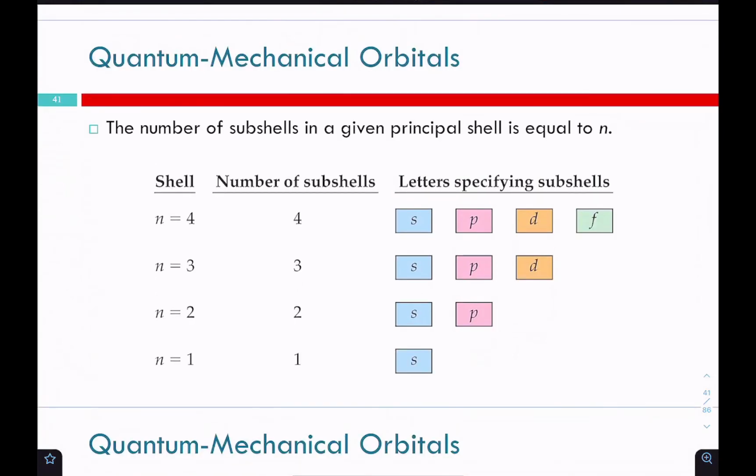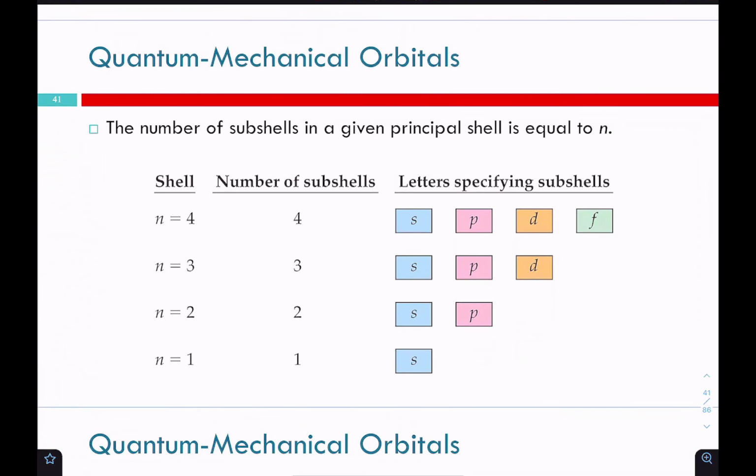So the number of subshells for any given principal shell is equal to n. So n equals 1, we have one subshell, 1s. N equals 2, we have s and p. When you get up to n equals 3, you now have s, p, and d. And then when you get to 4, you get s, p, d, and f. To my knowledge, there's nothing after f.